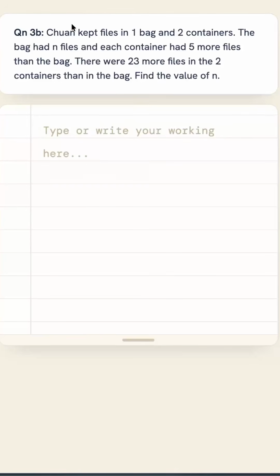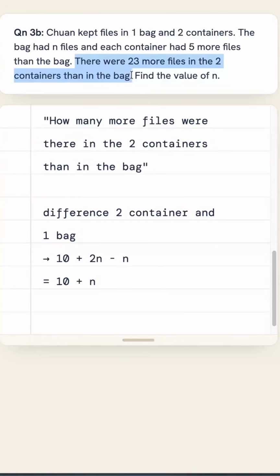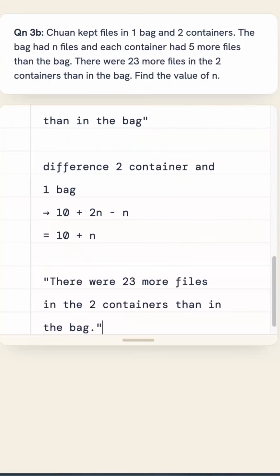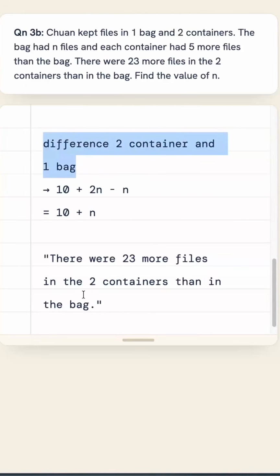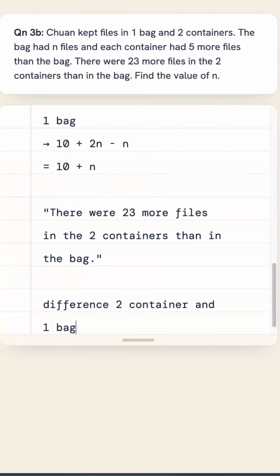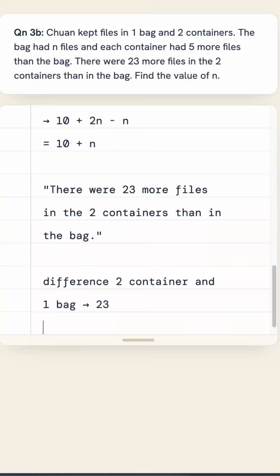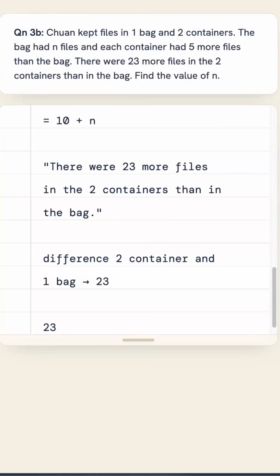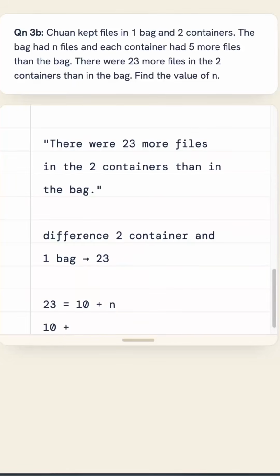Question 3, Part B. There were 23 more files in the 2 containers than in the bag. Find the value of n. So what does the statement say over here? It means that the difference between 2 containers and one bag is equal to 23. So that means 23 is equal to 10 plus n, or in this case, 10 plus n equals 23.